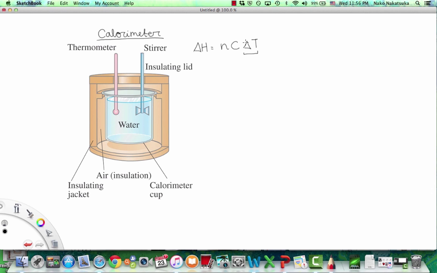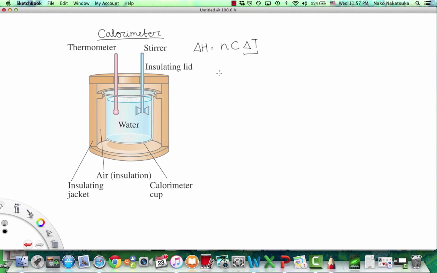So multiplying this temperature change by the mass, which you can find the number of moles from, and multiplying it by the specific heat capacity of the substance gives a value for the energy given off or absorbed during the reaction. And so that's why there's this insulating jacket, to minimize the amount of heat that's getting in or out of the system. So let's do an example.